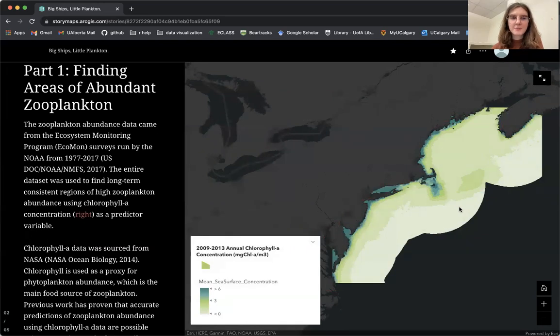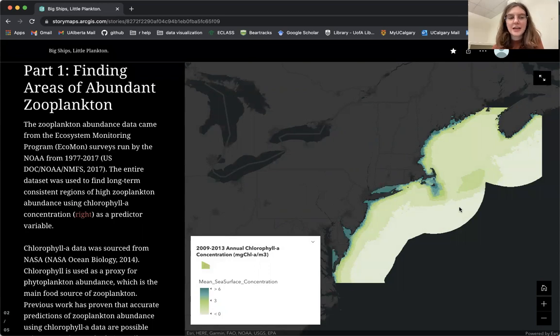So then it brings me to my first goal, which was finding those areas of abundant zooplankton. So my zooplankton abundance data came from the Ecosystem Monitoring Program surveys that are run by the NOAA between 1977 and 2017. That's not what you see on the right, but I'll explain that in a second. So the entire data set was used to find long-term consistent regions of high zooplankton abundance.